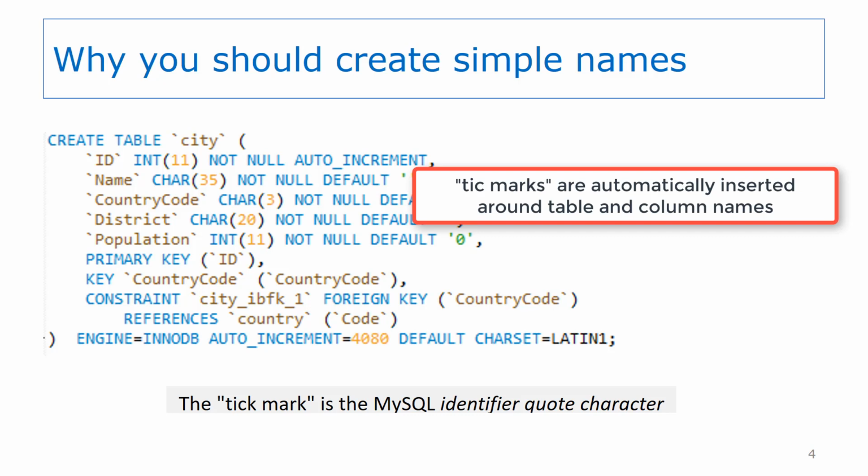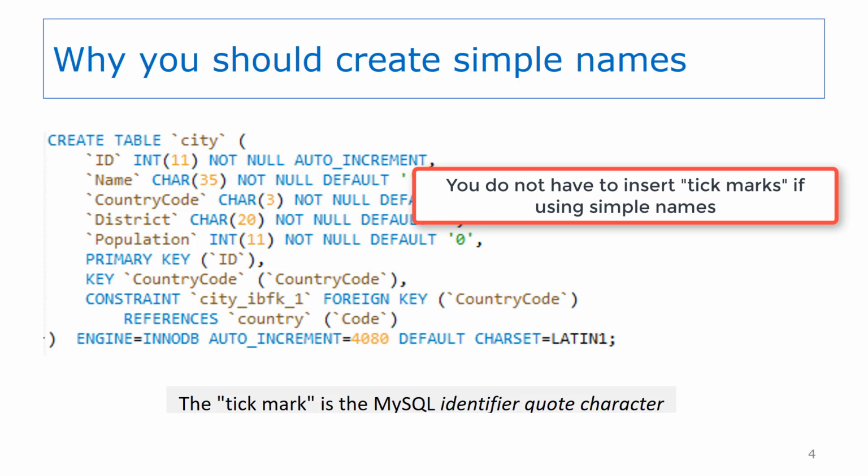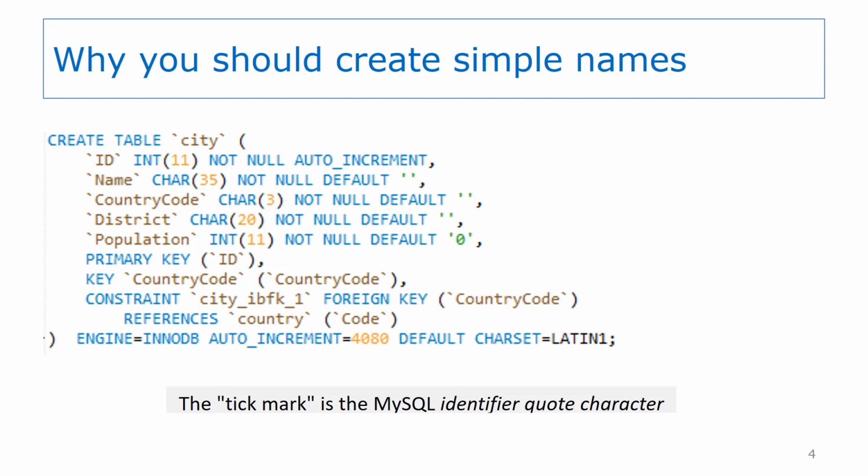Rather than try to figure out if the name is simple or complex, it simply puts tick marks around everything. That is always a valid option. When you start writing your own SQL statements, you can include the tick marks if you want to. But if you are using simple names, you don't need to add the tick marks. Tick marks are not standard in SQL. For example, Microsoft SQL Server uses square brace characters as identifier characters.